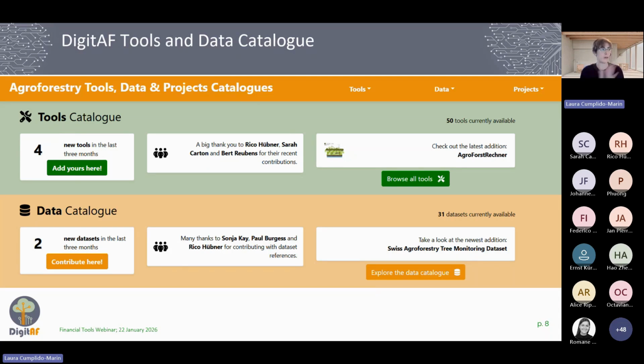This is an overview of the DigitAF tools and data catalog that I mentioned earlier. It is on our website, and at the moment it contains 50 tools and 31 datasets. Tools, I'm not sure if we will be adding many more, but for sure we need to be adding more datasets, and it's all free to access, and you are most welcome to explore it and have a play. And if you have any questions, please contact any of us.